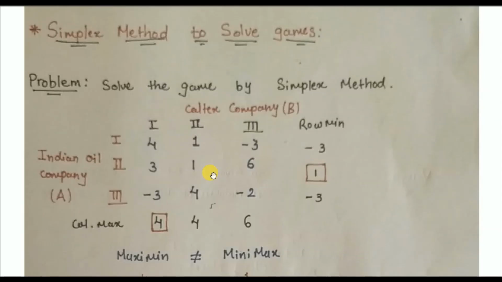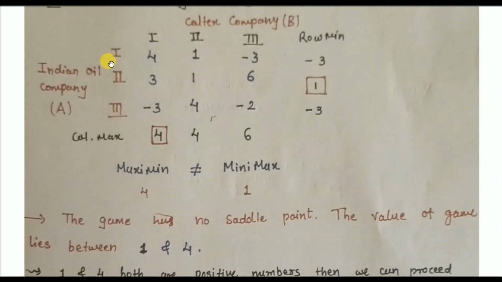Good morning. Today we learn about the simplex method to solve games. This method does not have any restriction related to dimensions, so you can also solve the game of 3 cross 4 dimension, 4 cross 4 dimension and other dimensions. Here, first we check whether the game has a saddle point or not.